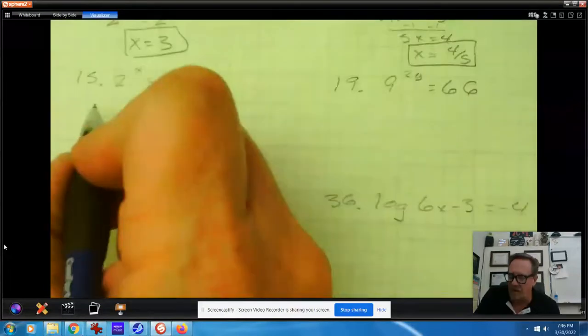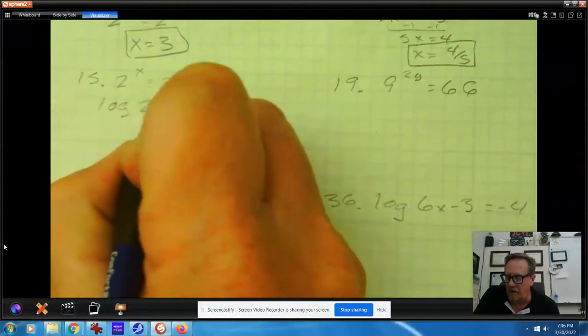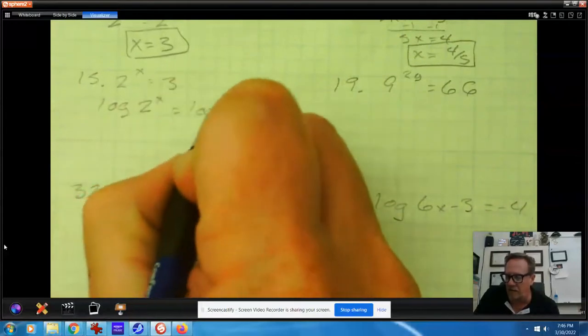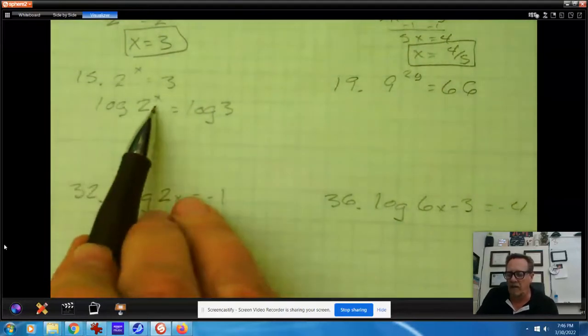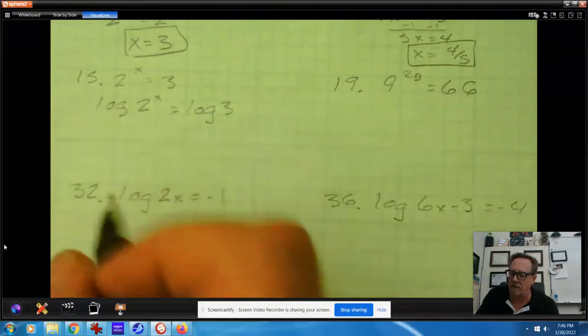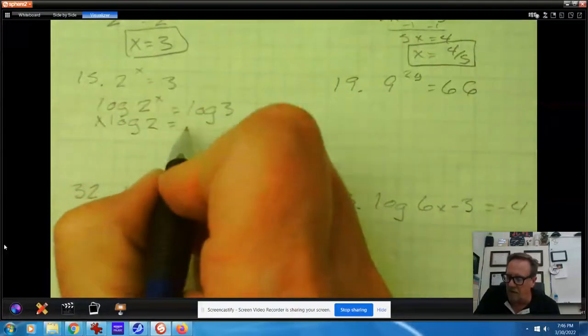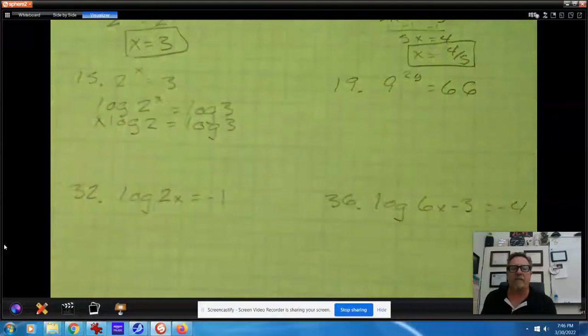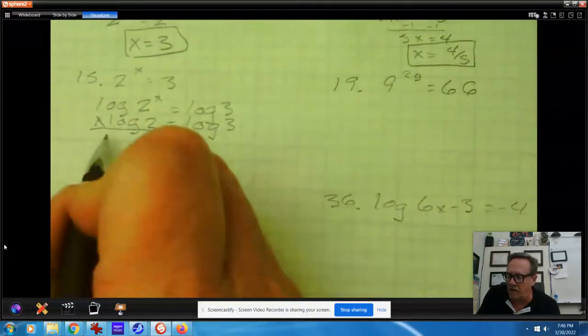So what we do here is we can say that the log of 2 to the x is equal to the log of 3. All I did was take the log of both sides. And once we have it written this way, we can use our power rule to put the x in front. So I'm going to write this as x log of 2 is equal to the log of 3. Now, how can I get my x by itself? Well, I could divide both sides by the log of 2.